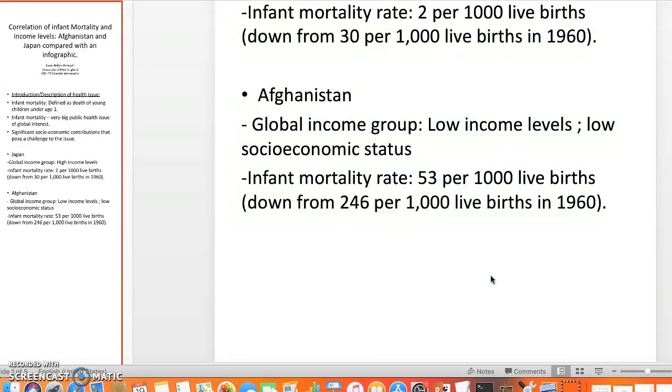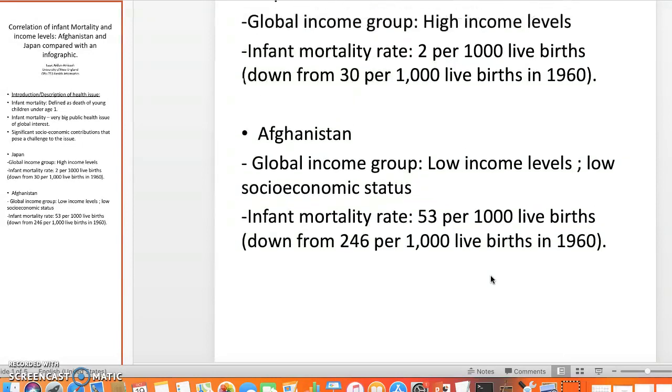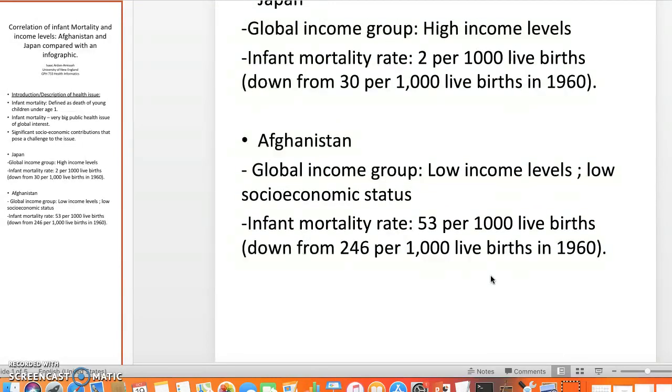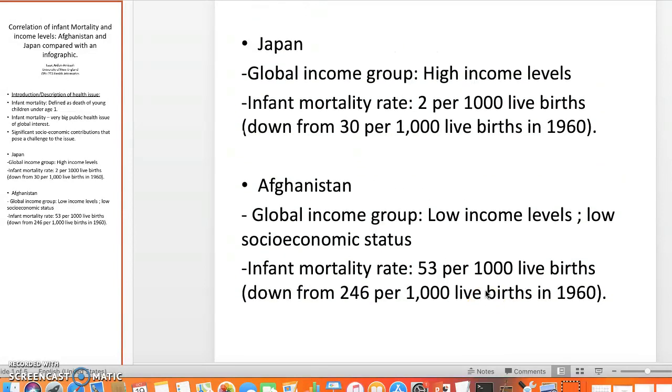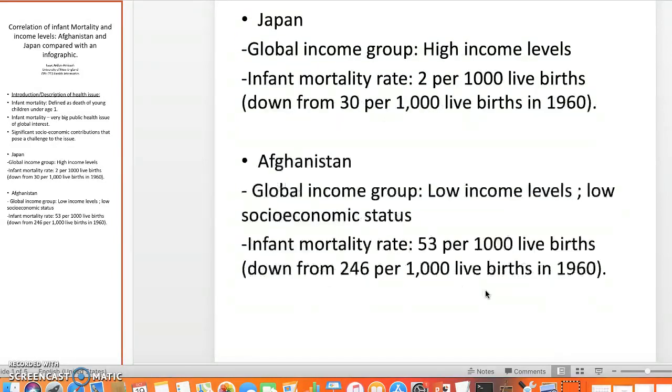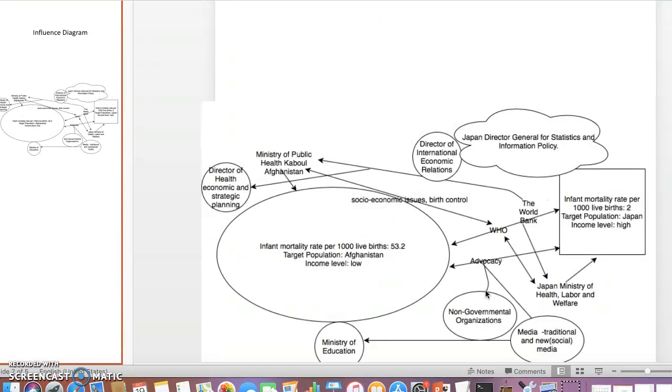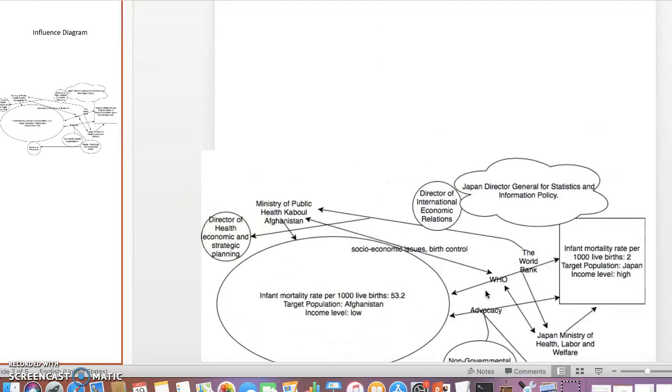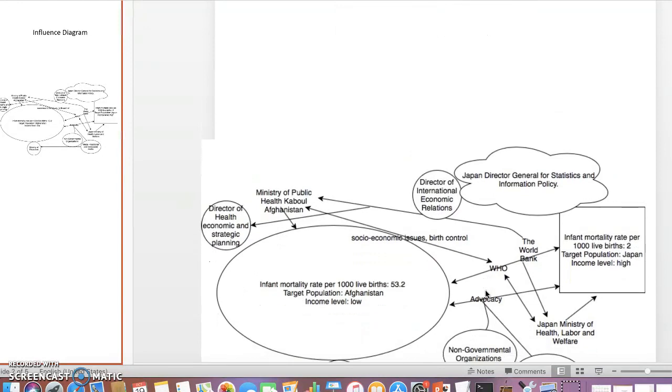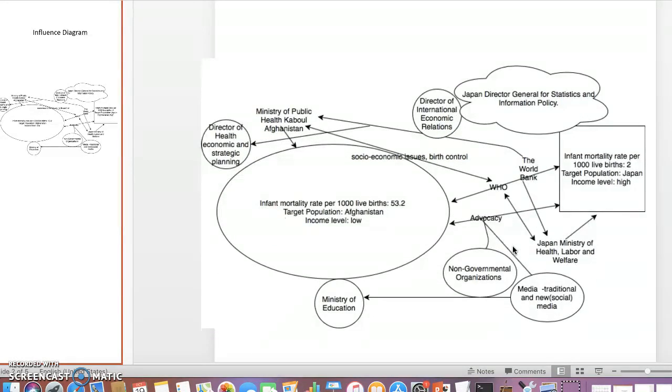This is to say that the country's expenditure on health is dependent on the country's income levels. As I said earlier, per capita income that is invested into the health of the country, reflecting the mortality rates. This is the influence diagram that we're going to look at right now. It has the relationship that exists among the stakeholders in Afghanistan and Japan.